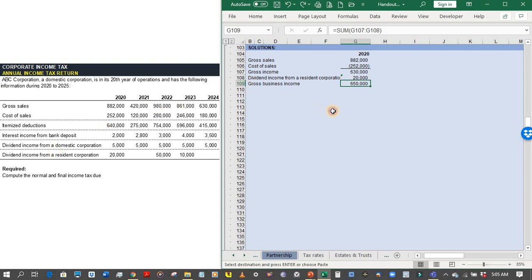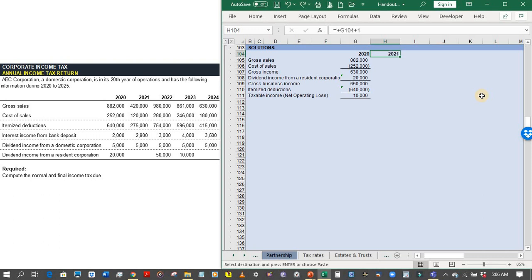So now let's continue. After gross business income, let us deduct the itemized deductions of 640,000 pesos. So our taxable income, or net operating loss in case the itemized deduction is more than the gross business income, is 10,000 pesos. So now let us proceed to 2021. Before we compute for the RCIT and the MCIT, let us first compute for the taxable income or net operating loss for the years 2020 until 2024.